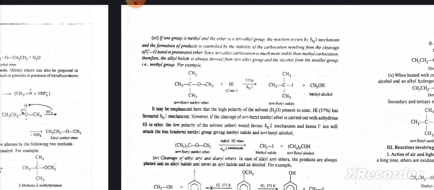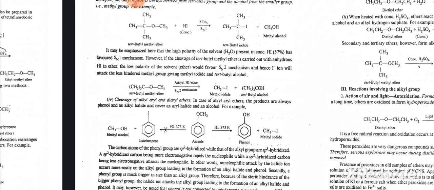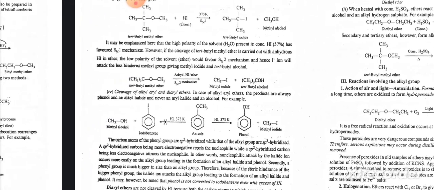Since alkyl carbocation is much more stable than methyl carbocation, the alkyl halide is always derived from the tertiary alkyl group and the alcohol from the smaller group, that is methyl. For example, butyl methyl ether with concentrated HI at 373 K gives butyl iodide with methyl alcohol as a side product. It may be emphasized here that the high polarity of the solvent present in concentrated HI has favored an SN1 mechanism.